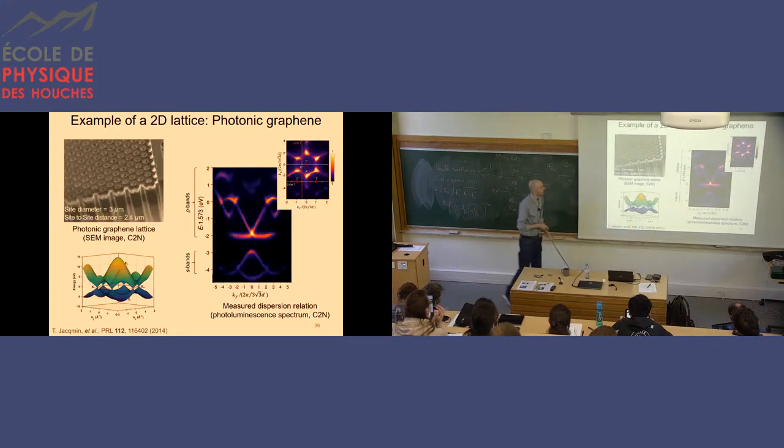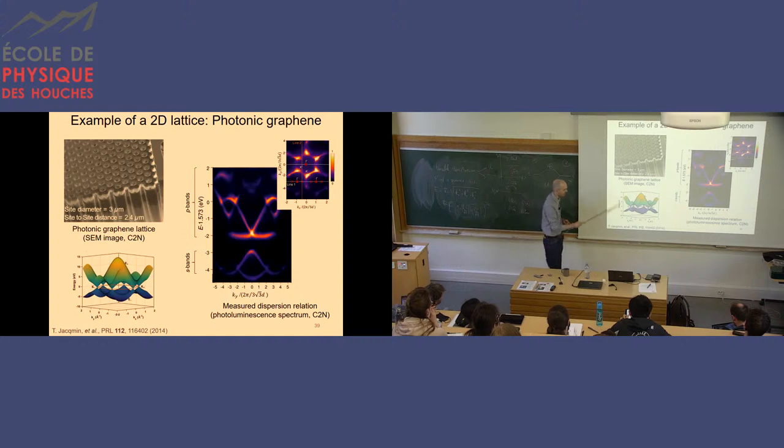We don't have to stop there. We can go 2D. And so I come back to what I showed initially in the first slide, this kind of graphene honeycomb lattice structure and a dispersion measurement for this lattice. This is a calculated band structure for the graphene.